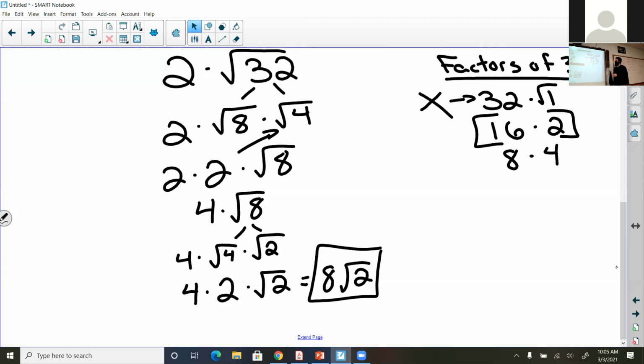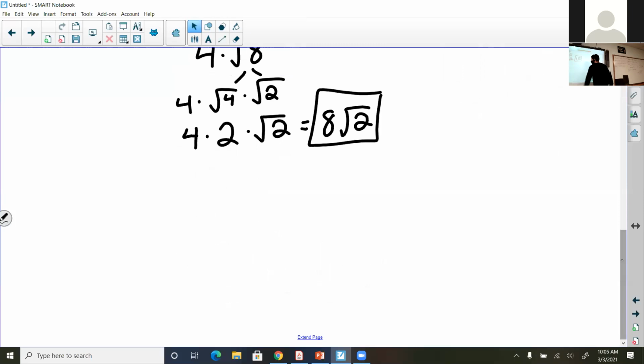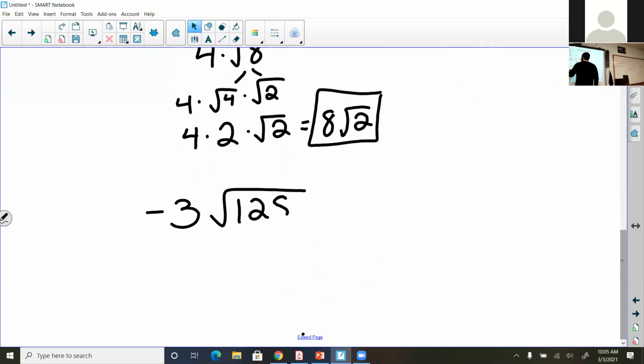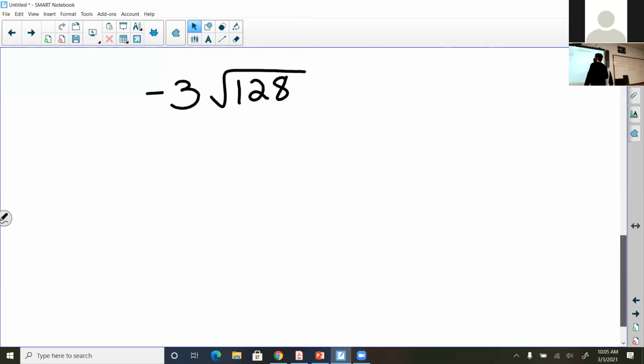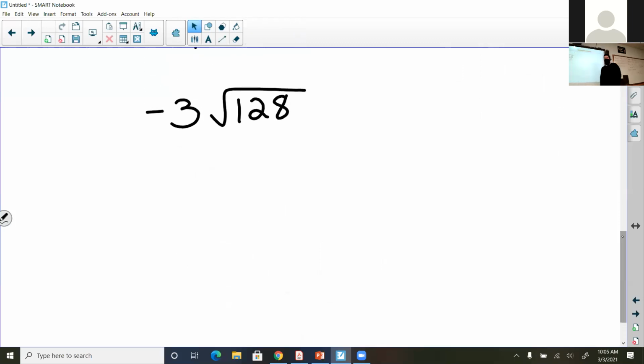So for this next example, I'm going to do it using this strategy and see if we can figure out which is our best route to take. And let's use a big number. So -3 times the square root of 128.